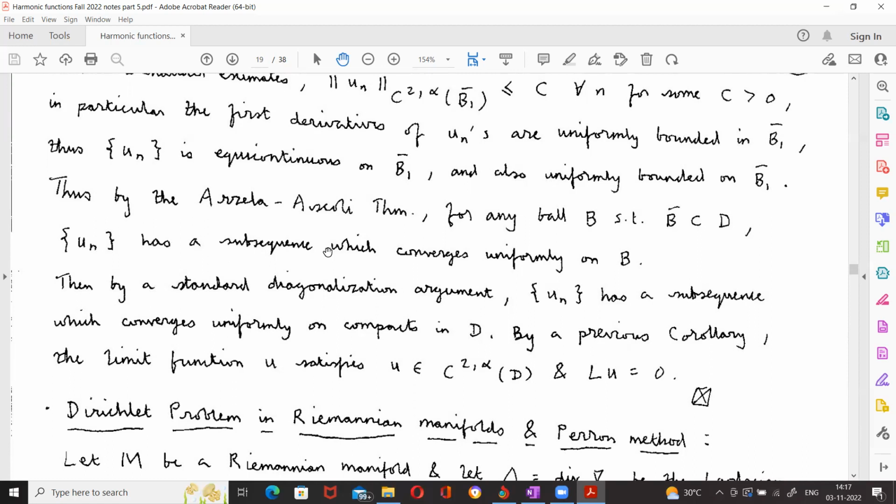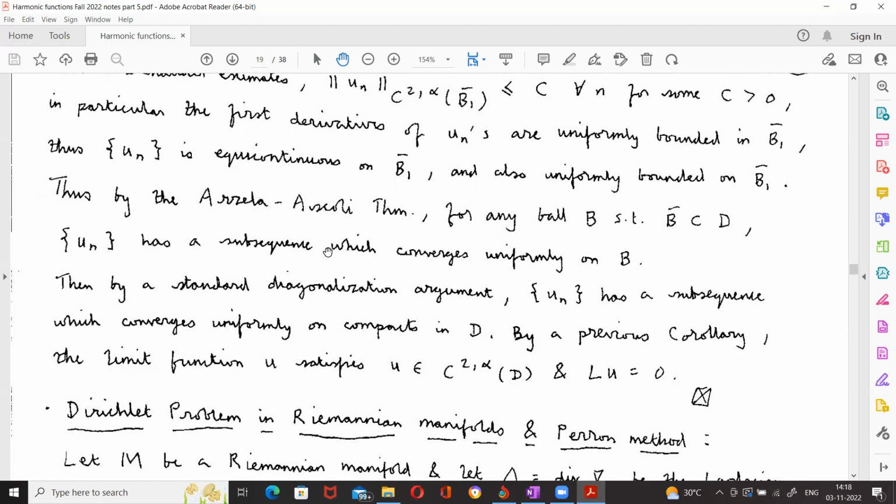Now you take that subsequence and look at it on the union of the first and, well, look, it's already converging on the first ball. Look at it on the second ball, right? Then on the second ball, that has a further subsequence which converges, right? So now you get a subsequence which converges on the first two balls. So if you repeat this process n times, you will get a subsequence which converges on the first n balls, right? Now you take the diagonal subsequence that will converge on all the balls, right?